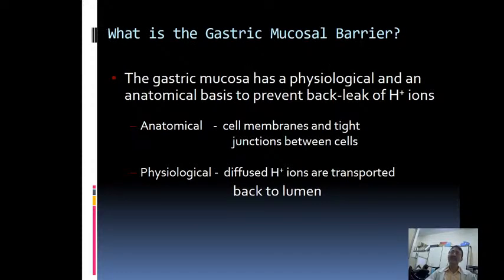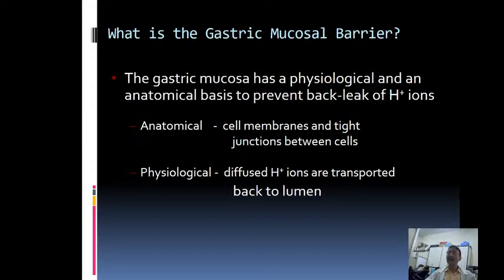Just to recap, what is the gastric mucosal barrier? The gastric mucosa lines the stomach wall. It has a physiological and anatomical basis to prevent the back leak of hydrogen ions. What is this anatomical barrier? The anatomical barrier is nothing but the cell membranes and the tight junctions present between the cells. The cell membrane does not allow the leak of hydrogen ions. In addition, the adjacent cells have tight junctions, thus it acts as a physical or anatomical barrier.